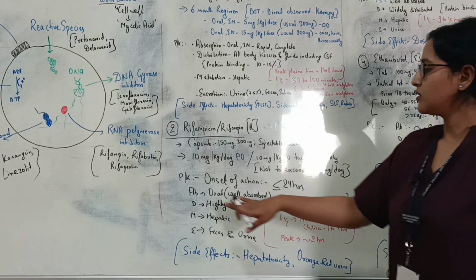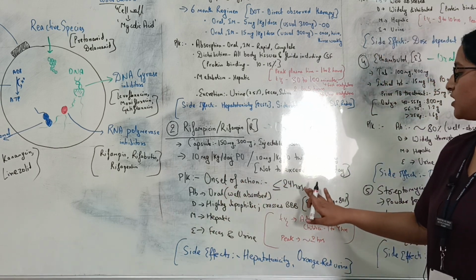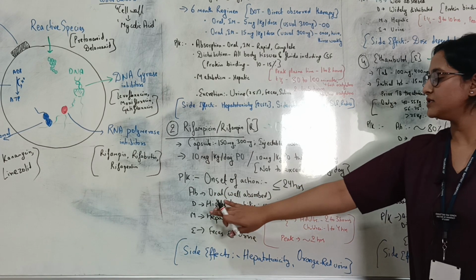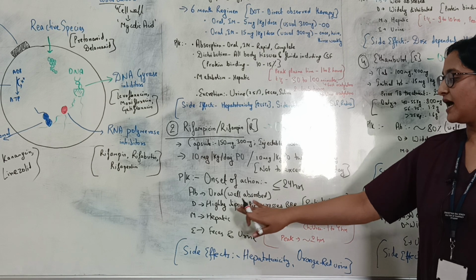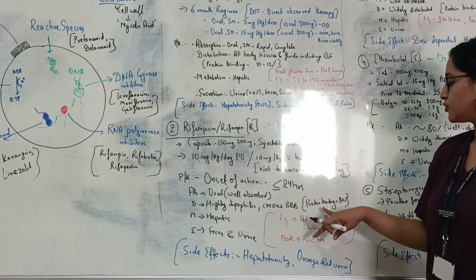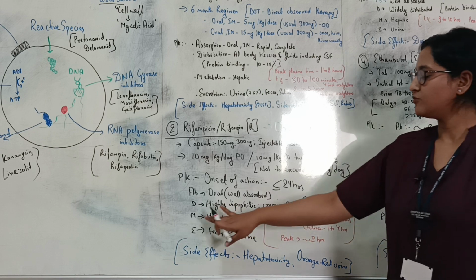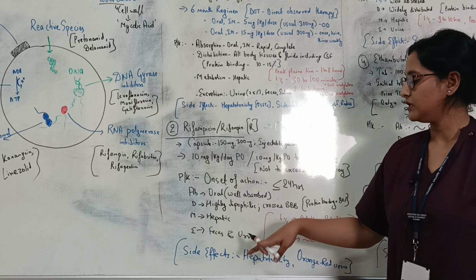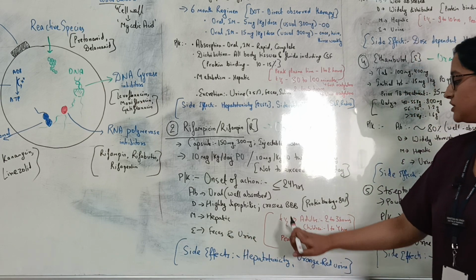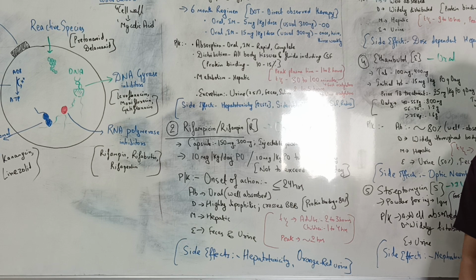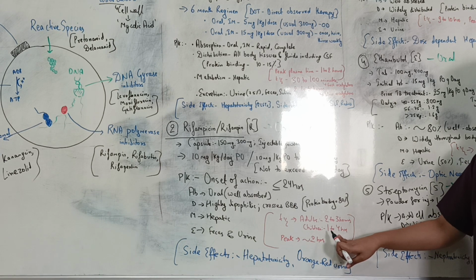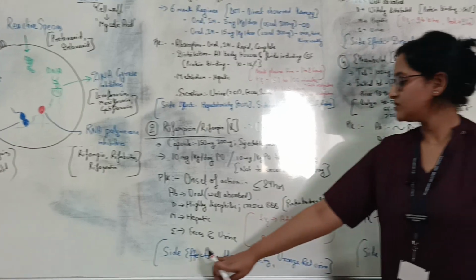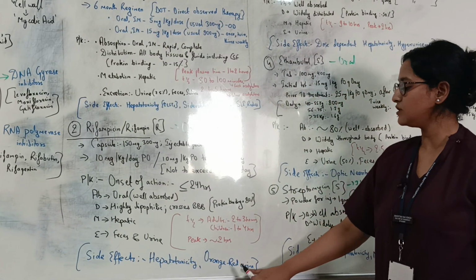Coming to the pharmacokinetics, onset of action is approximately 24 hours, and it is well absorbed orally and distributed highly. It is highly lipophilic and crosses the blood-brain barrier. Protein binding is 80%. It is metabolized in the liver. Excretion is mostly through feces, and secondarily through urine. The half-life in adults is 2 to 3 hours, and in children 1 to 4 hours. Peak plasma time is approximately 2 hours. The side effects include hepatotoxicity and orange-red urine.